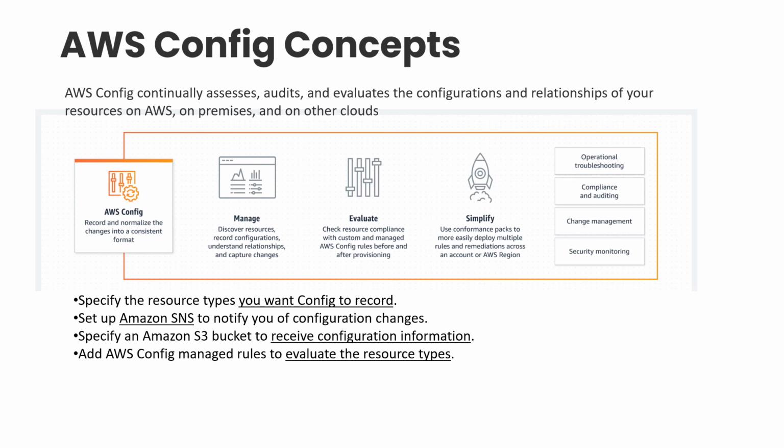So this is a picture I took from the AWS site. We have AWS Config. It records and normalizes the changes into a consistent format. It manages, discovers resources, records configurations, understands relationships, and captures changes. It evaluates, and then it simplifies. And after simplification, it gives you operational troubleshooting, compliance and audit, change management, and security monitoring.